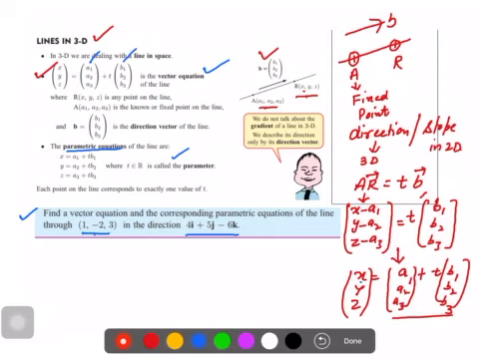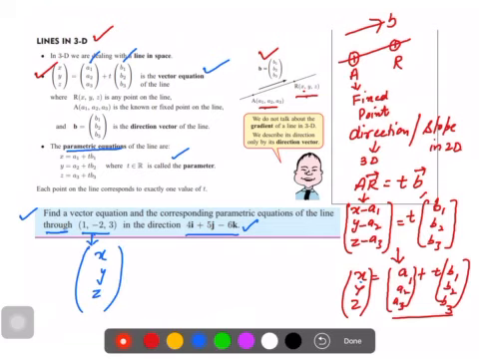So a1, a2, a3 is given by 1, -2, 3, because it is a point, because the line is passing through one particular point, and it is in the direction of 4i plus 5j minus 6k, because this is the direction of my line. If this vector and my line are parallel, it means they have the same direction.